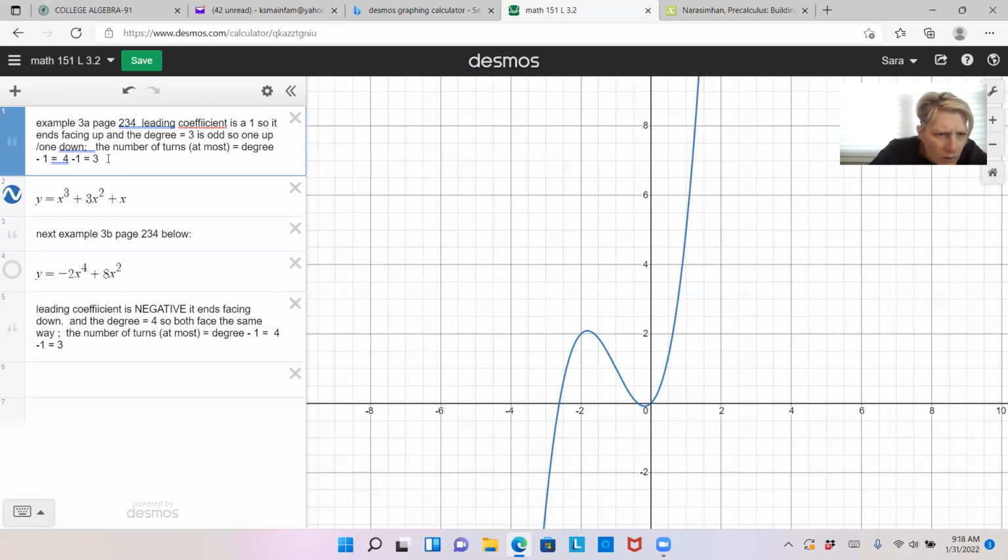The degree minus 1, which for this one is 3 minus 1. So there's at most 2 turns, and we happen to see them.